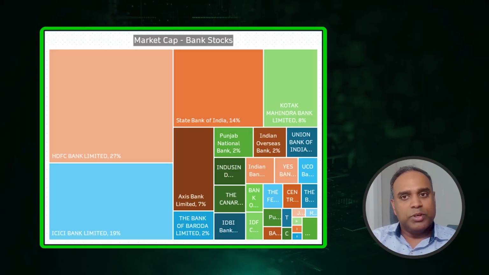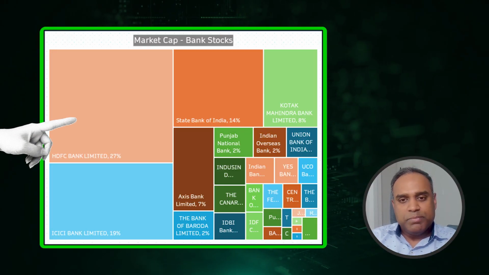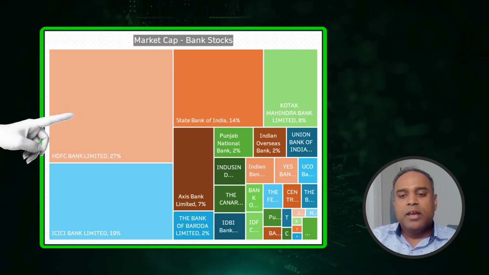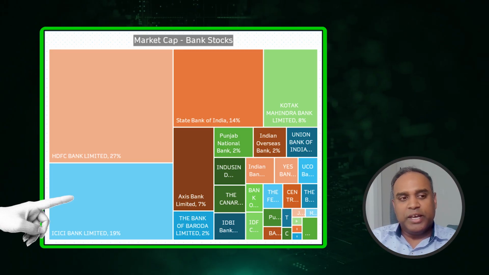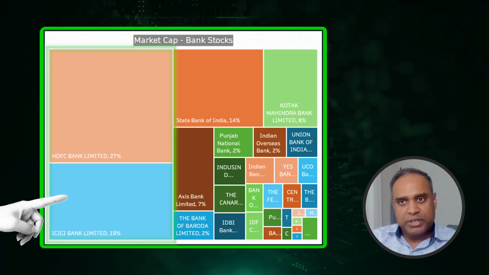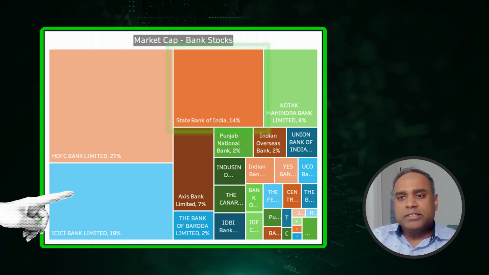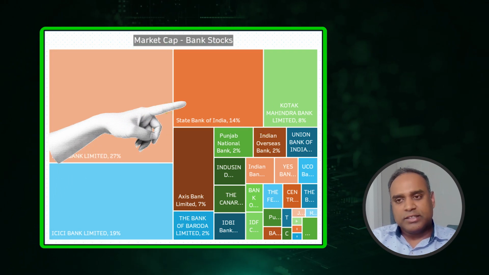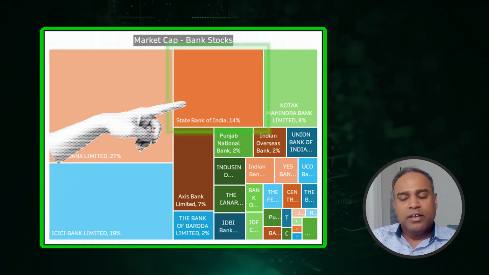When it comes to the specific names of the players who take the lion's share of the market capital, HDFC Bank has 27% and ICICI together with it makes up 46% of the total market capital for the banking sector. And State Bank of India is the largest public bank with 14% of the market cap.